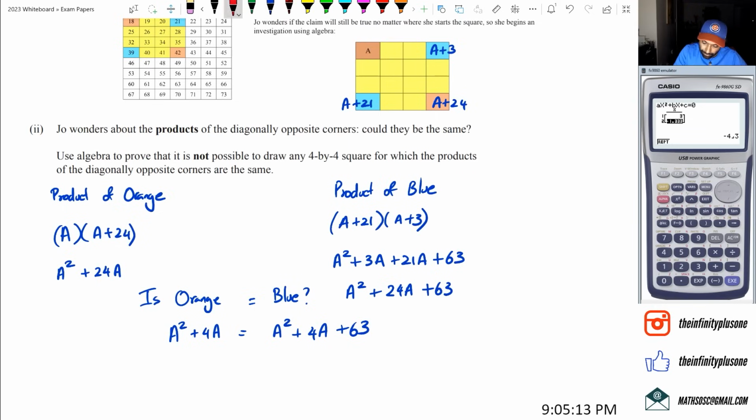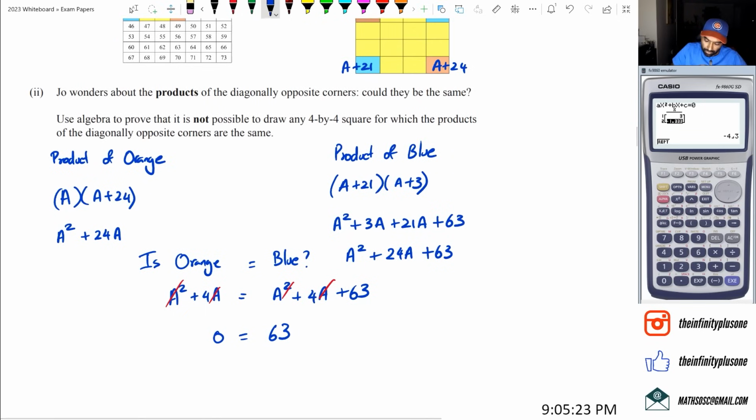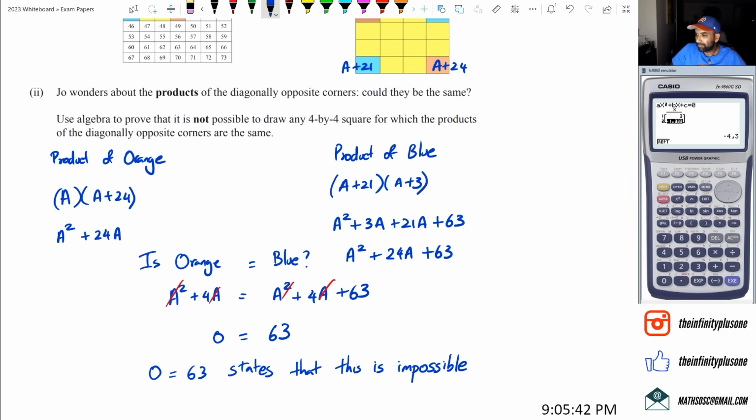I can cancel them out. There is 24a on both sides. I can cancel them out. And what I end up with is 0 equals 63, which is impossible. So in other words, what we've really done here is we've actually proven that this can't be equal to each other.